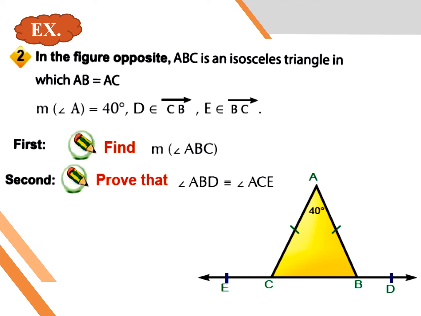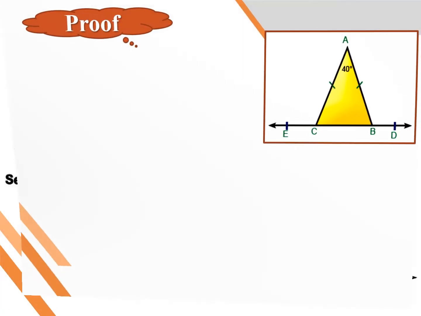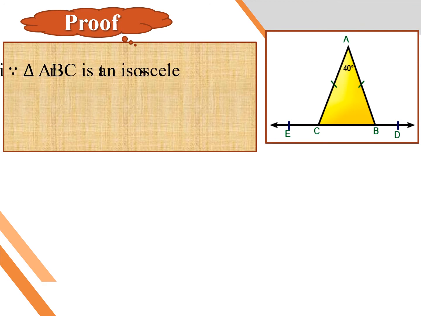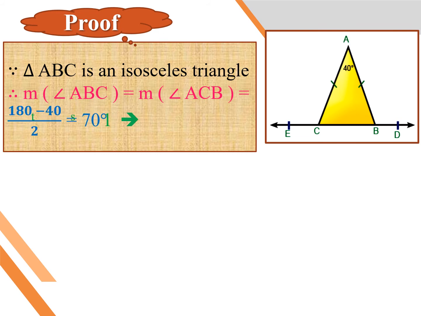Number 2, prove that angle ABD is congruent to angle ACE. How to prove that? Number 1, here, as we said, since the triangle ABC is an isosceles triangle, then measure of angle ABC equals measure of angle ACB, which is equal to 180 minus 40, divided by 2, which is equal to 70 degrees. This is the first required.